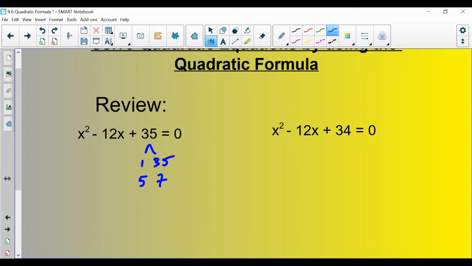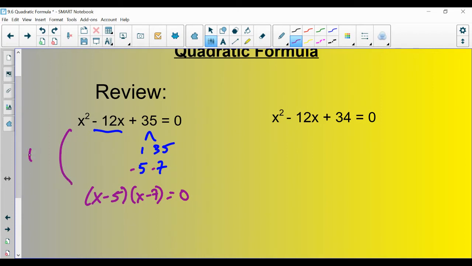From here, you would pick which of these pairs, 1 and 35, or 5 and 7, could add to the middle term, which is negative 12. And hopefully you would come up with the conclusion that negative 5 and negative 7 adds to negative 12. And we also know that, of course, these multiply to positive 35. So what you'd come up with would be x minus 5 and x minus 7 is equal to 0. This process we call factoring.